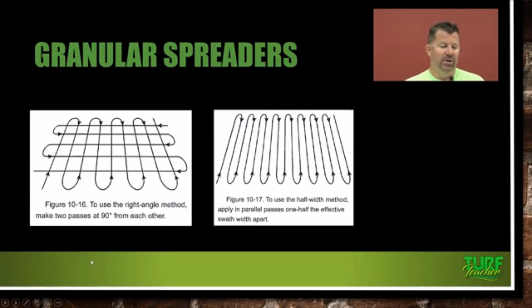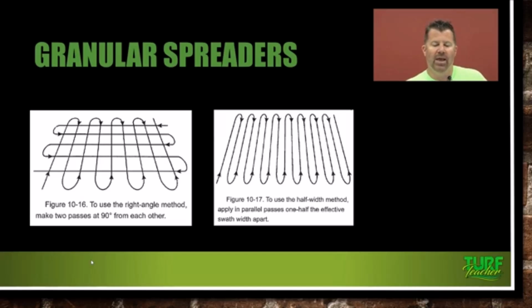Now, when spreading your product, in figure 10.6, this is called the right angle method. That means you're going to double pass. You're going to go one direction, turn around, go back, and then you're going to crisscross it in a perpendicular pattern to get the even coverage. You're going to make 2 passes that are 90 degrees angle from each other.